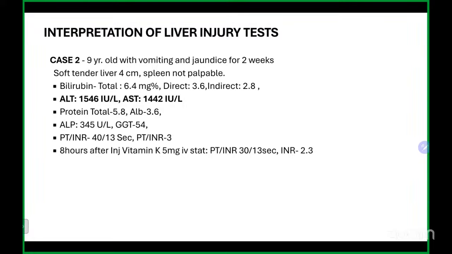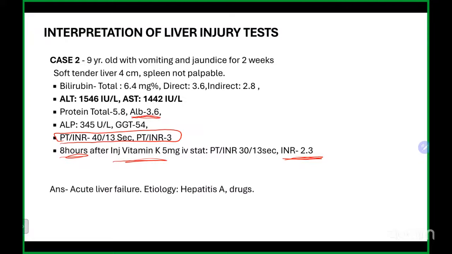So this is your second case. If the same child came with a deranged PT, APTT, INR, you give vitamin K, and after 8 hours of vitamin K, when you repeat the INR, it is still high, and albumin is still normal. So what do you want to suspect here? So it is acute liver failure. Why? Because even without the symptoms, the INR is more than 2. So the cause of acute liver failure can be drug induced or a hepatitis induced fulminant hepatitis leading to hepatic failure.